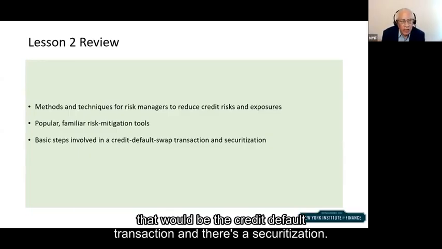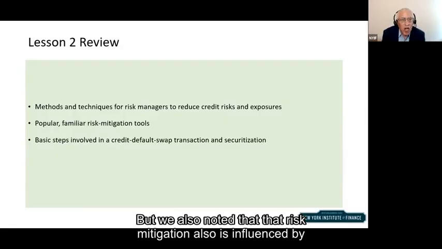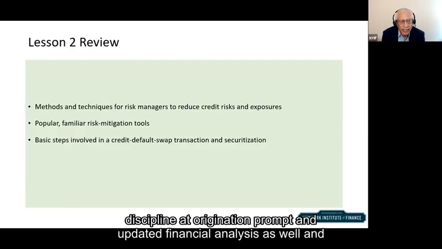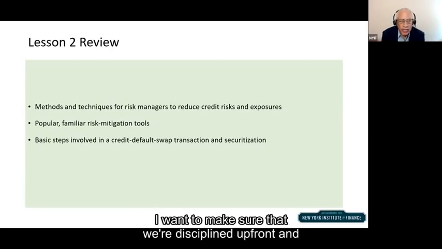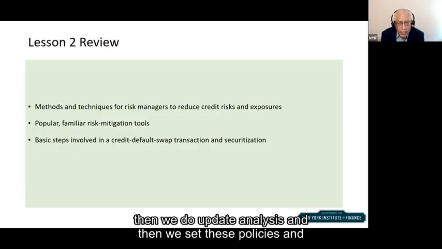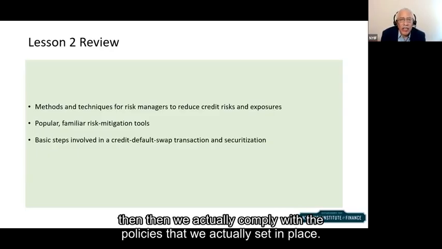But we also noted that risk mitigation is influenced by discipline at origination, prompt and updated financial analysis, and setting policies and benchmarks and then adhering to them throughout. I want to make sure that we're disciplined up front, and then we do updated analysis, and then we set these policies, and then we actually comply with the policies that we set in place.